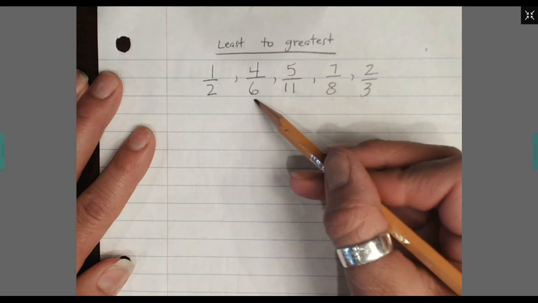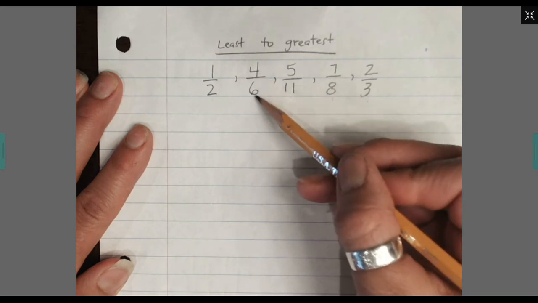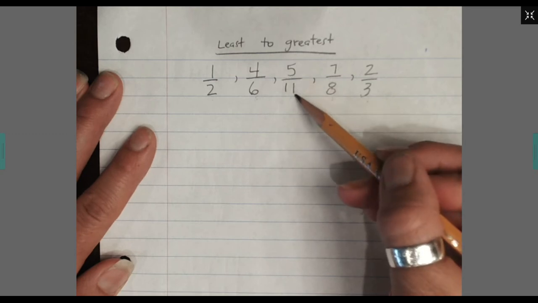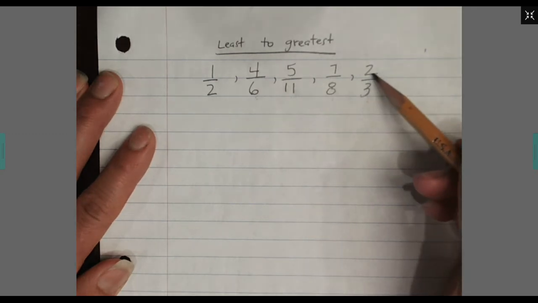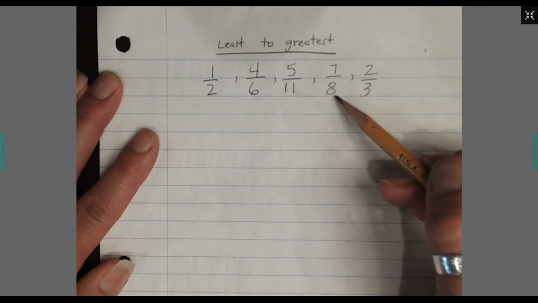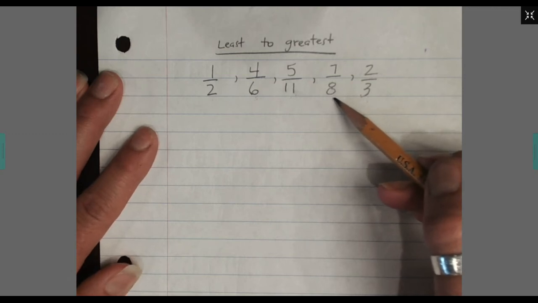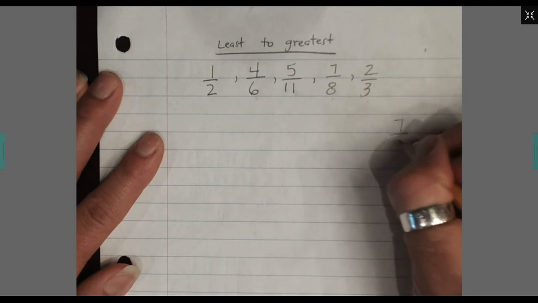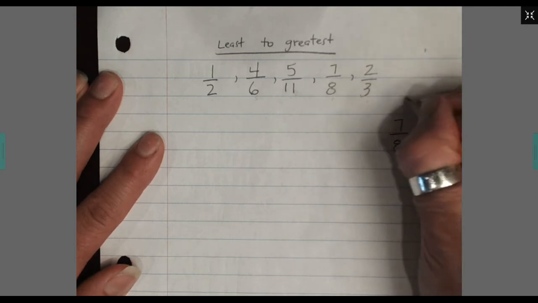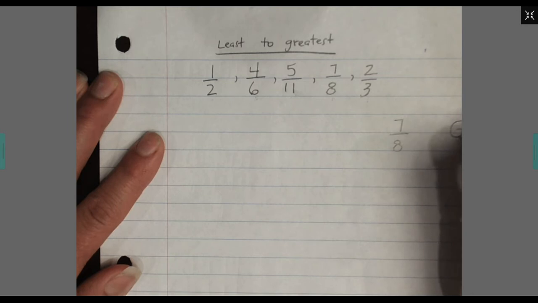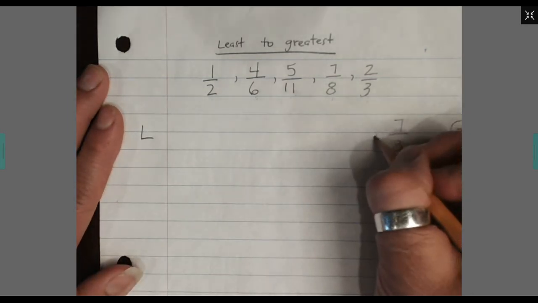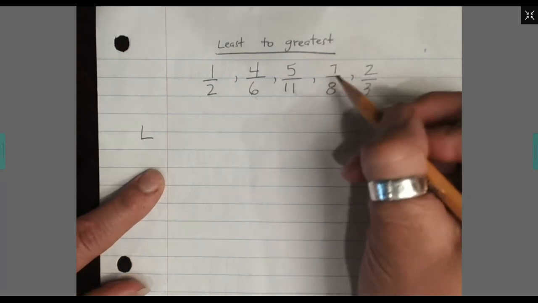1/2, 4/6. 4/6 is 2/6 away. 5/11 is 6/11 away. And this is 1/3 away. So I'm pretty sure 7/8 is the biggest because it's closest to one whole. So I'm going to put 7/8 down here. This is my greatest down here, and we'll have our least down here. So I think that 7/8 is the greatest.